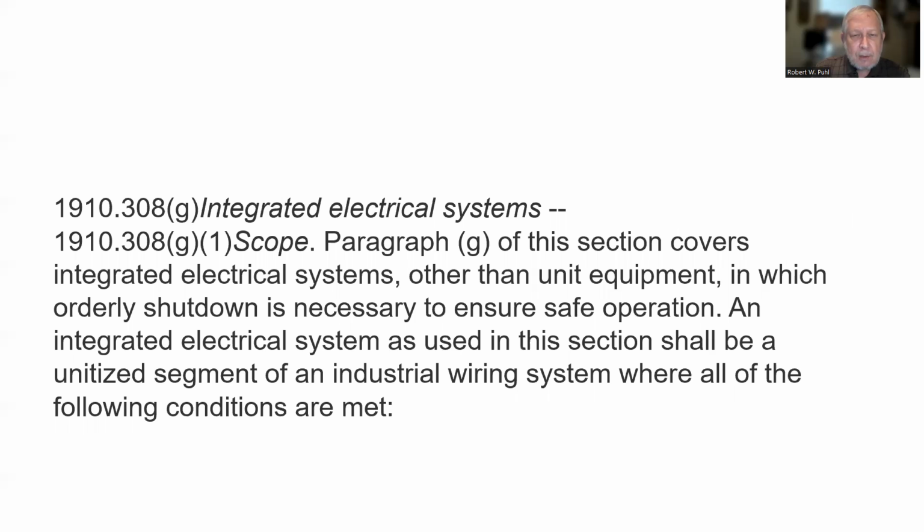G, integrated electrical systems. The scope of this paragraph, G of this section, covers integrated electrical systems other than unit equipment, in which orderly shutdown is necessary to ensure safe operation. An integrated electrical system as used in this section shall be a unitized segment of an industrial wiring system where all the following conditions are met. And we're not going to go over this.